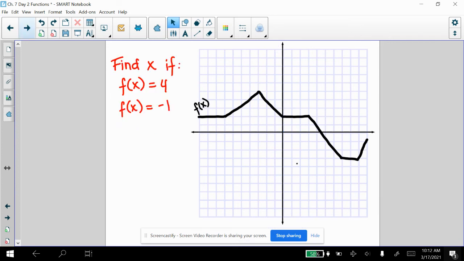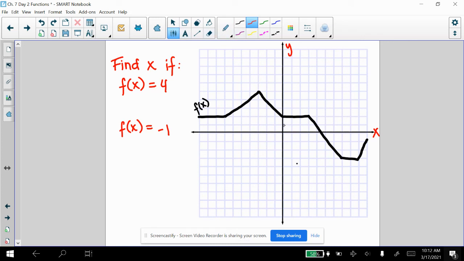Well, what if we go the other way? So again, remember, this is your x-axis, this is your y-axis. Now you can see that they have actually given us f of x equals 4. So that's saying they've now given us the output of 4. So I'm going to go up on my y-axis 4, 1, 2, 3, 4, and I want to see where it crosses this line. And it actually crosses in 2 places. It's going to cross at negative 2 comma 4, and it's going to cross at negative 4 comma 4. So the answer here is that x equals negative 4 or x equals negative 2.